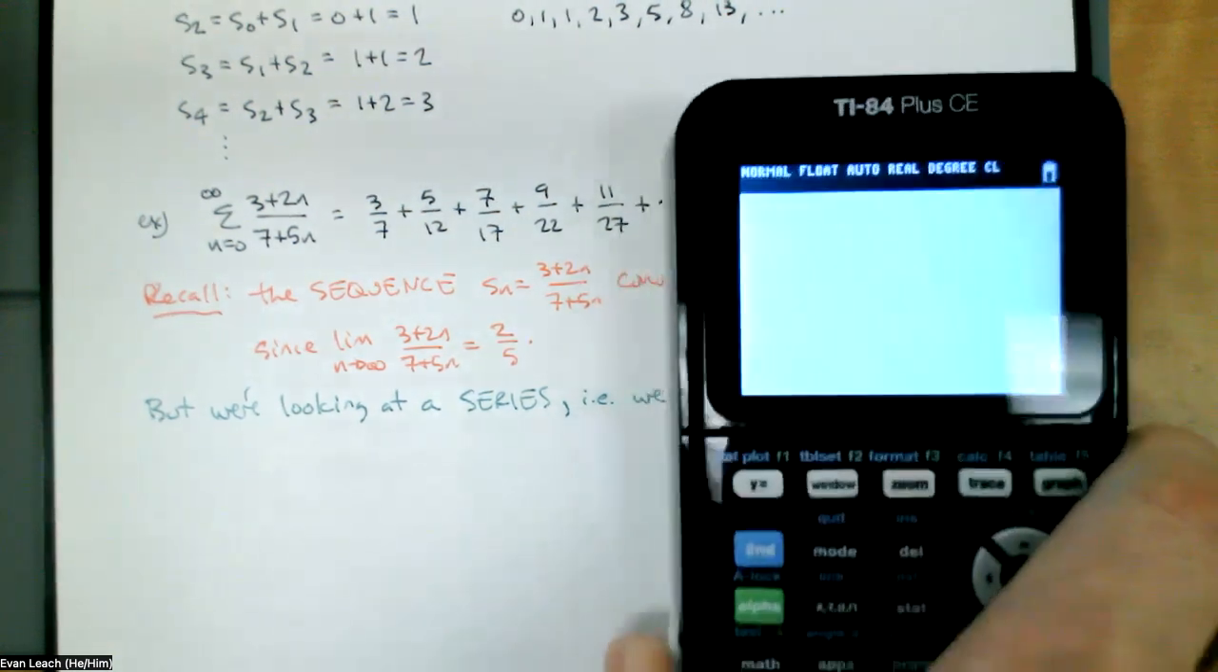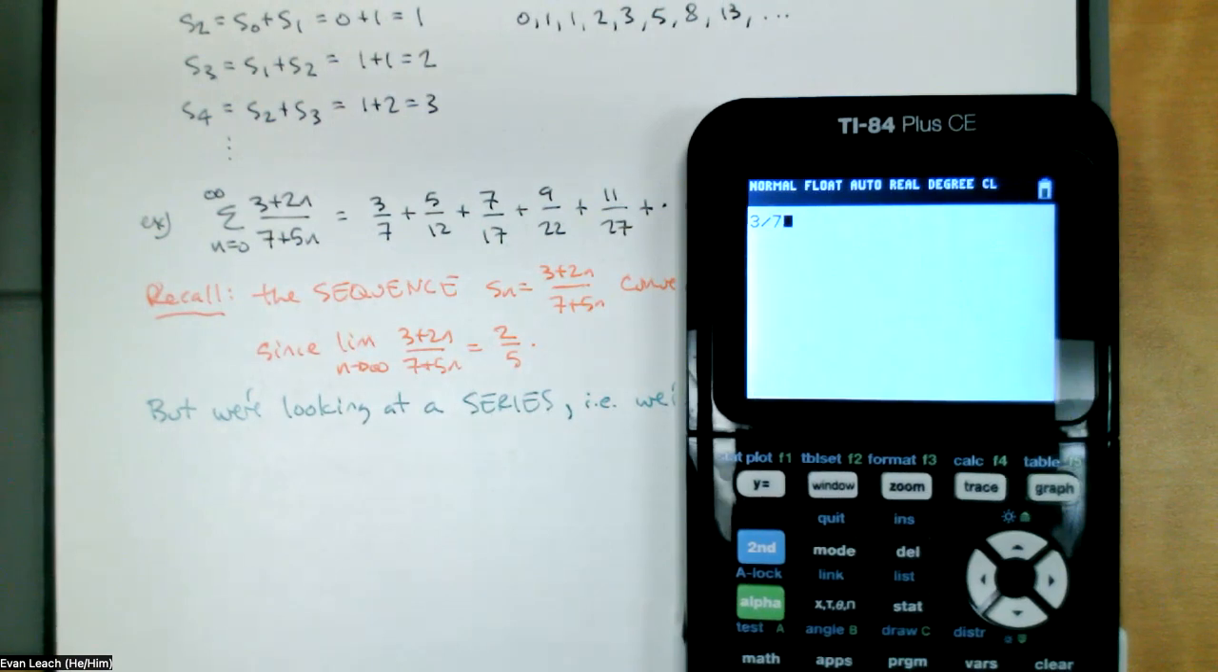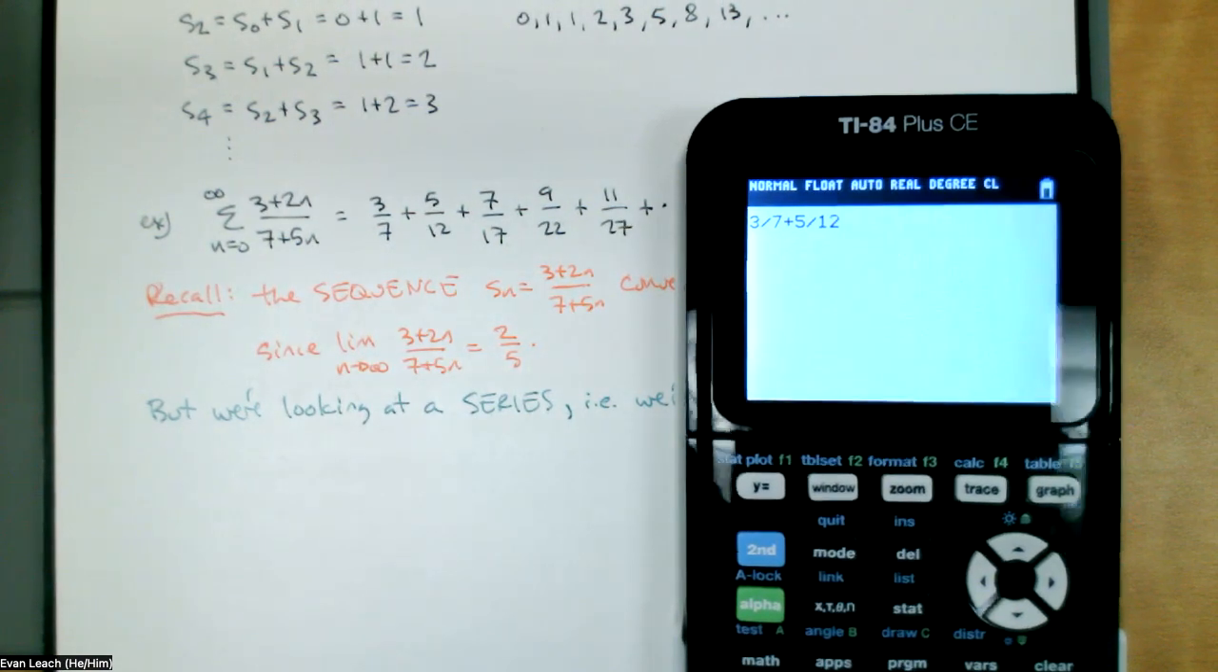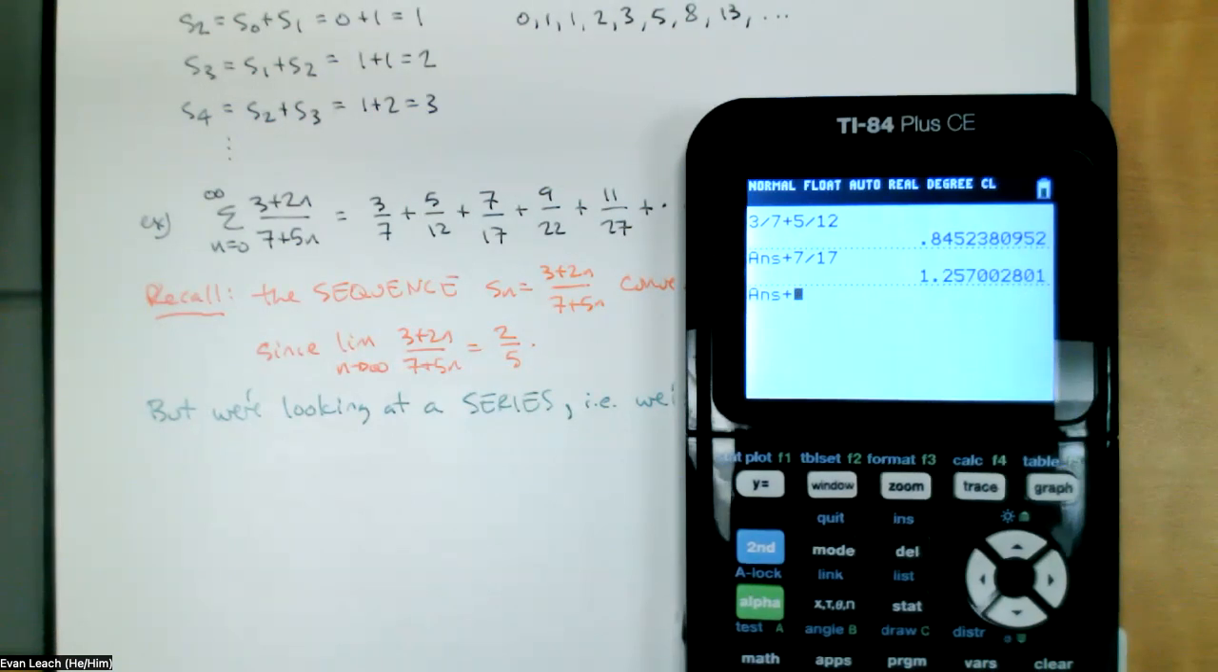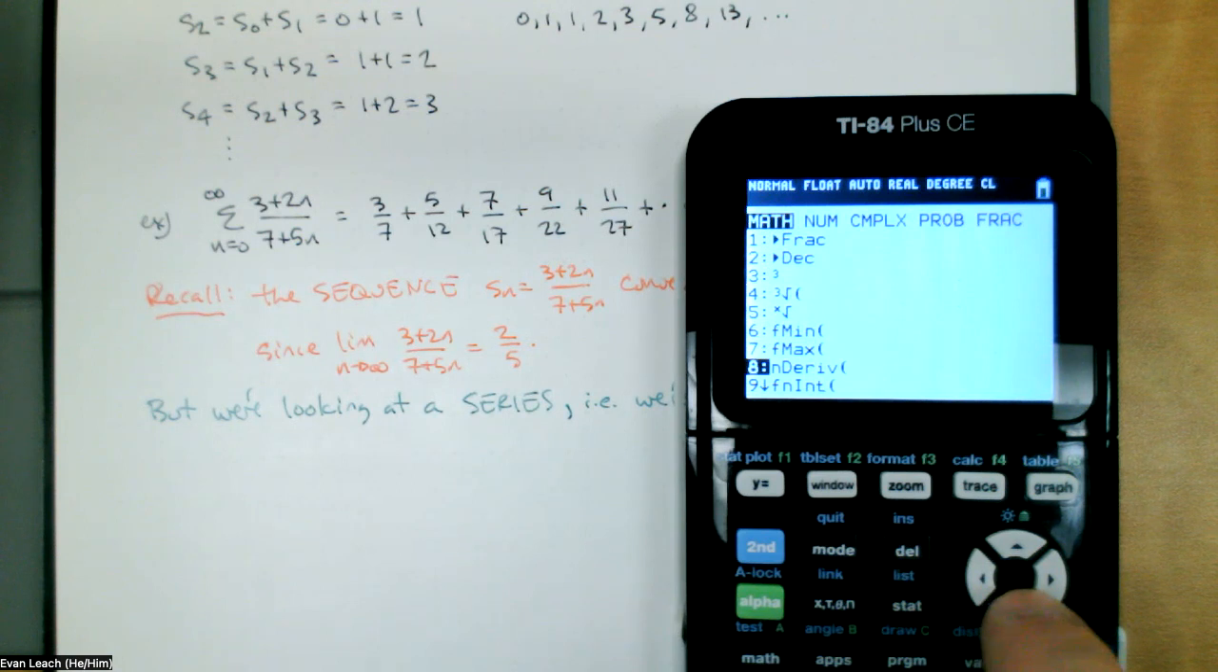So we could try our brute force approach: 3/7 plus 5/12 plus 7/17 and 9/22 and 11/27. But it's going to be a while before we see this level out, if it's going to level out at all. Fortunately, we do have computing power. Anytime there's a brute force approach and we're looking at a calculator, we've got to ask ourselves, I wonder if there's some faster way to do this.